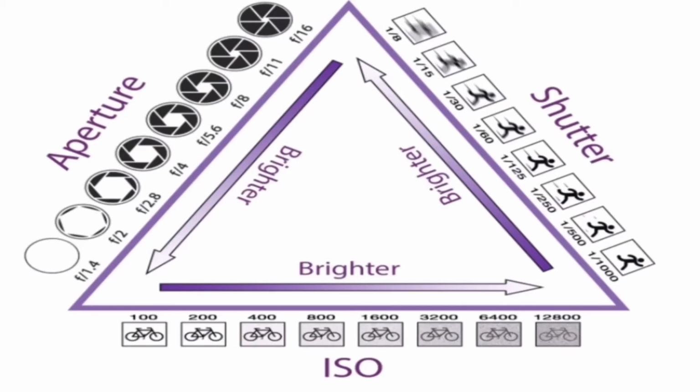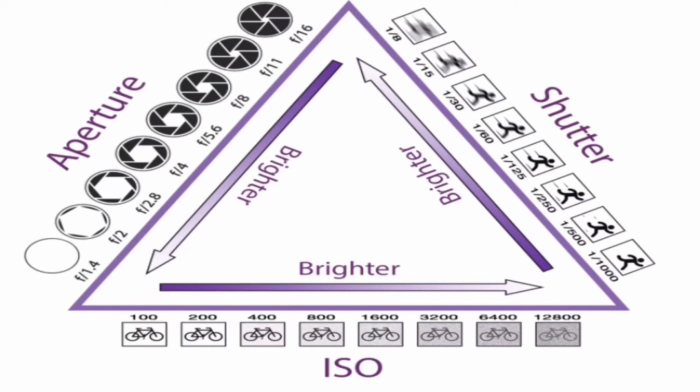The International Organization for Standardization, or ISO, will determine the sensitivity of your camera sensors to light. ISO is represented by different numbers like ISO 100, ISO 200, and the highest is ISO 6400. The higher the ISO in the camera, the more sensitive the film is to light.